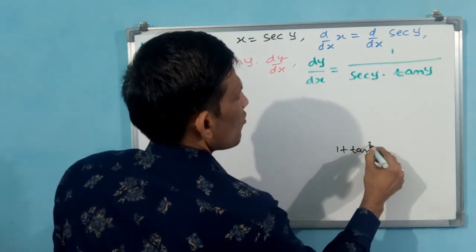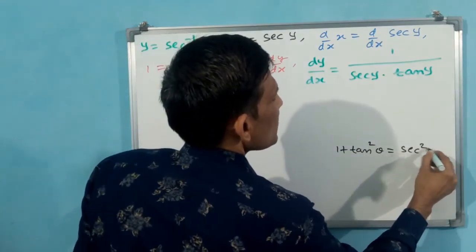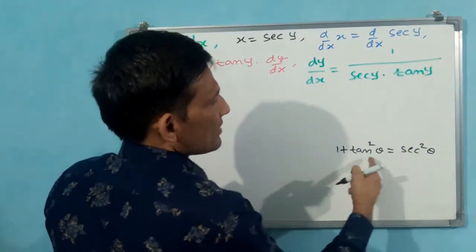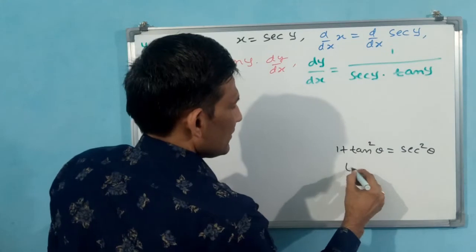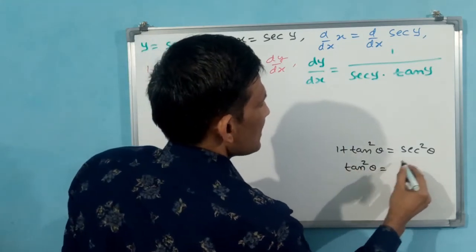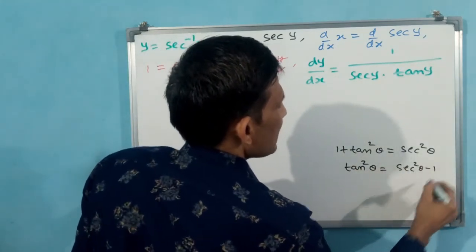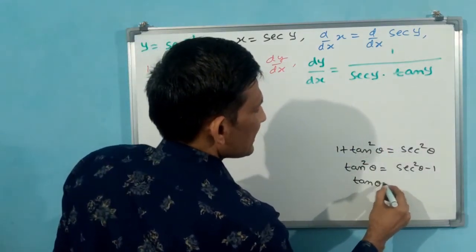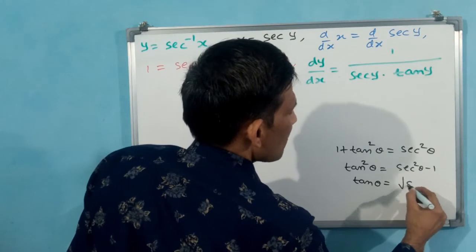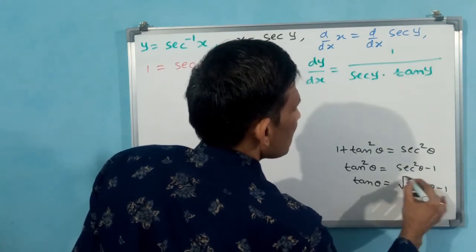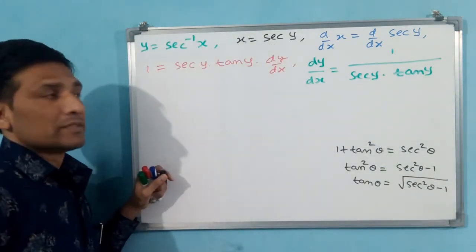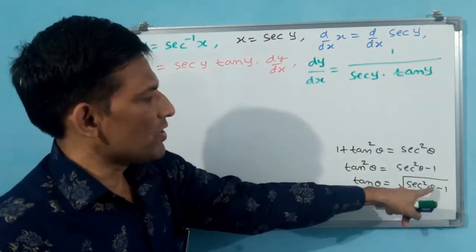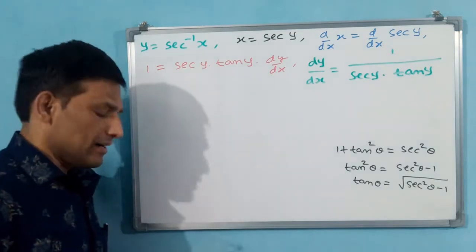1 plus tan square theta is equal to secant square theta. Okay. Now you want tan y. Tan square theta is equal to secant square theta minus 1. This 1 goes that side. But you want tan theta. Tan theta is equal to square root of secant square theta minus 1. Now rather than theta I am putting y. Tan y is equal to square root of secant square y minus 1. Okay. Like that you have to write.